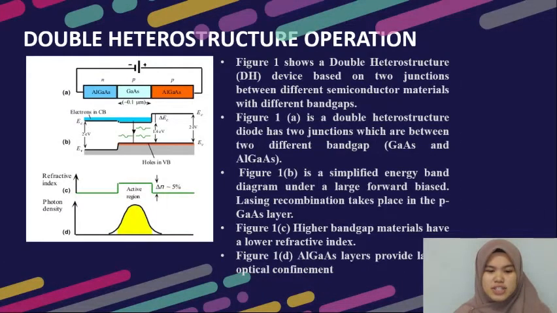As you can see in this picture, figure 1 shows the double heterostructure device based on two junctions between different semiconductor materials with different bandgaps. Figure A is a double heterostructure diode, which has two junctions between gallium arsenide and aluminum gallium arsenide. B is a simplified energy band diagram under a large forward bias. Recombination takes place in the p gallium arsenide layer. The third picture shows that the higher bandgap material has a lower refractive index. And the fourth picture shows the aluminum gallium arsenide layer provides lateral optical confinement.